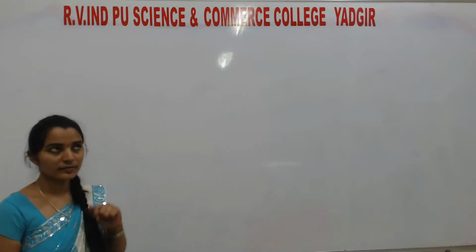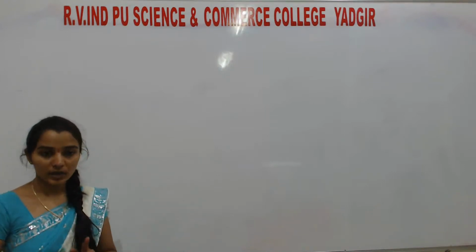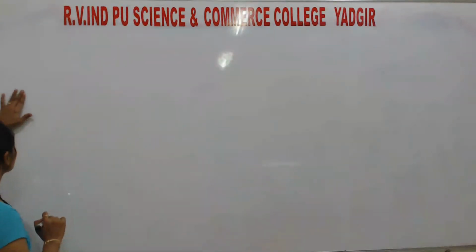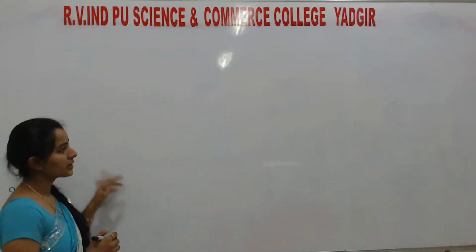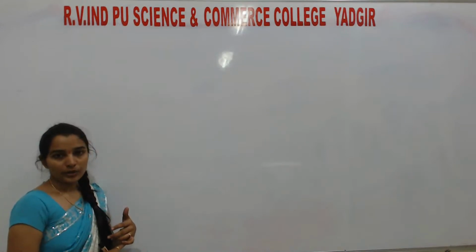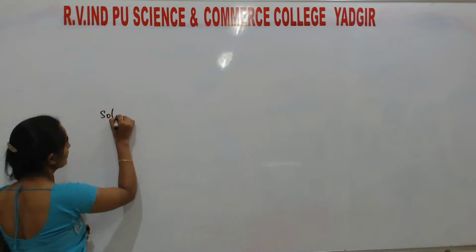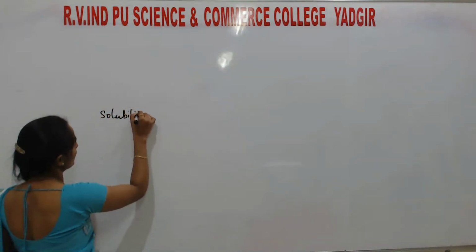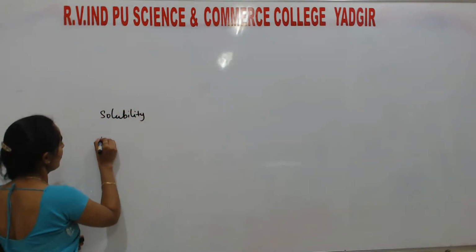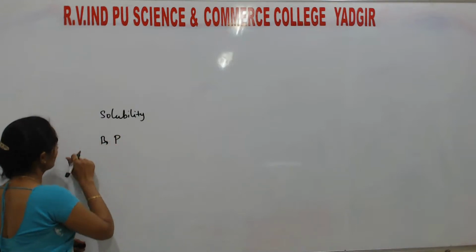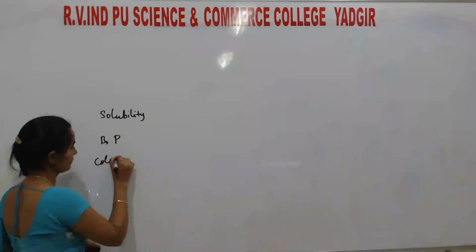In today's class, we are going to discuss the chemical properties of haloalkanes. But before going to chemical properties, I will explain the physical properties. In the physical properties, solubility is there, boiling point is there, and color is there.